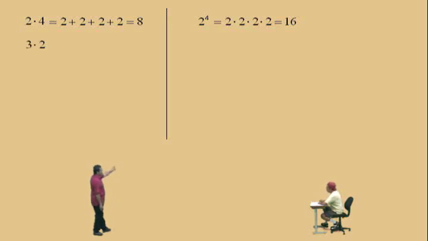3 times 2, and over here we'll do 3 raised to the 2nd power, or 3 squared. I'll call it 3 squared now. 3 times 2, what does it mean, Charlie? 3 plus 3, which is? 6. Now, what does 3 squared mean, Charlie? 3 times 3. That's very nice. And what does that equal? 9. Very nice there, Charlie.